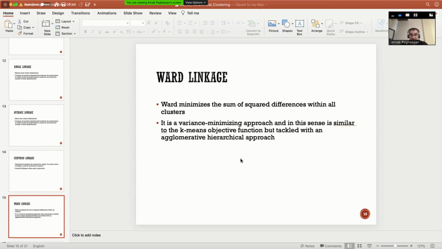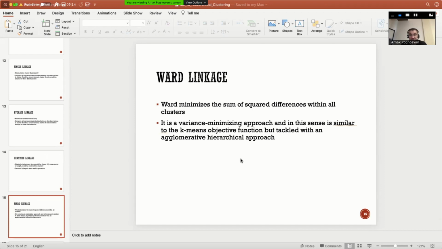So you understand that Ward linkage in this case is working in the same way. So we have within cluster variation. Within cluster variation, we are calculating for each cluster. How are we calculating? We are calculating the centroid for each cluster, then calculating the sum of squared distances of all observations within this cluster from the centroid, just summing all these distances, and then we have the total within cluster variation.